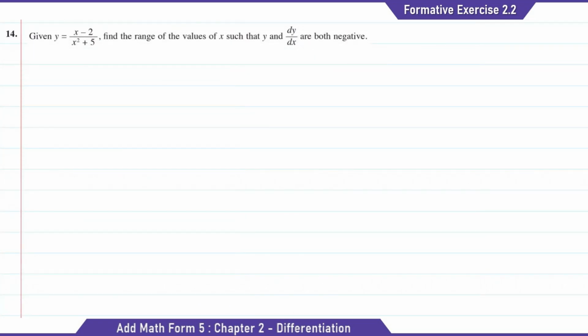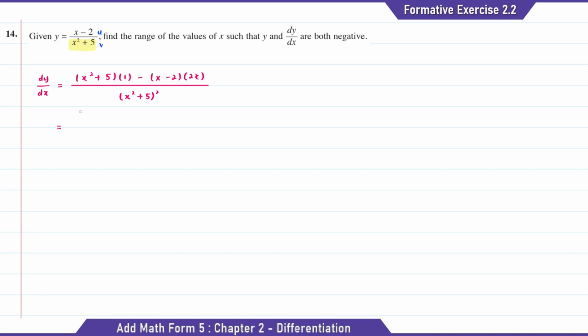Question 14. Given y equals x minus 2 over x squared plus 5, find the range of values of x such that y and dy/dx are both negative. To find dy/dx, here we're going to use the quotient rule. First, copy the v, x squared plus 5, then differentiate the u, which is equal to 1, minus u, x minus 2, then differentiate the v, which is 2x, over v squared, x squared plus 5 squared.